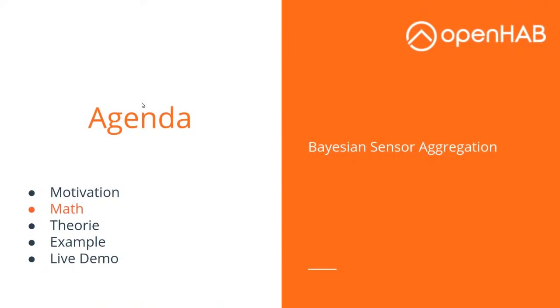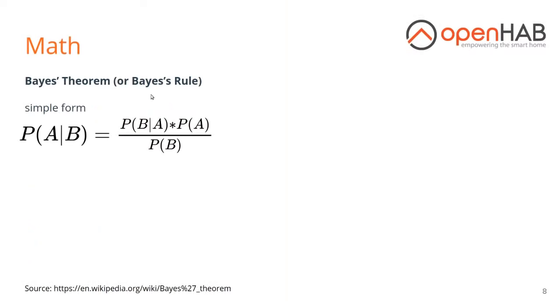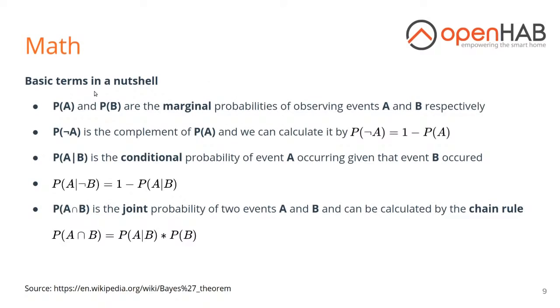Okay, let's have a look at the formula itself. This is the simple form of the Bayes theorem. I don't know how many of you are familiar with the notation, so I'll give you a short introduction into basic statistic terms. First of all, we are talking about probabilities. They are notated like P(A) in brackets and called marginal probabilities of observing events A and B.